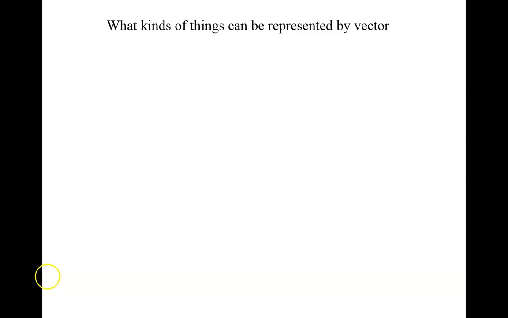So in this unit we're really going to focus on vectors, and if you remember, a vector is something that has both a magnitude, which is how much, and a direction, which is the which way. So what kind of things did we deal with last unit that were vectors? Well, we had displacement.